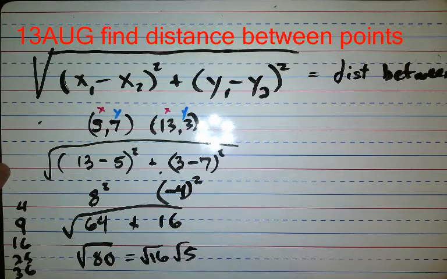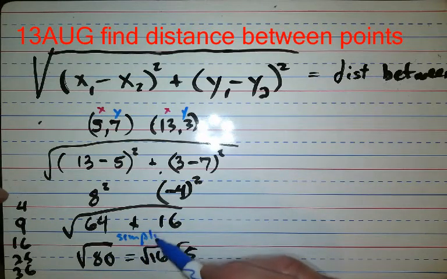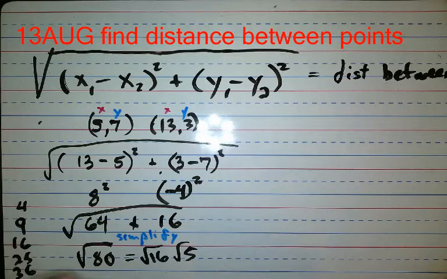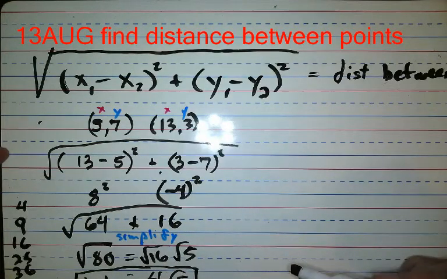Now then, I have to simplify the square roots. That's what we're doing here. Let me write that down. Simplify. I don't know the square root of 80. It's some decimal number. I don't know the square root of 5, but I do know the square root of 16. So 4 radical 5 would be the answer that we're looking for. This thing right here is the distance between those 2 points.